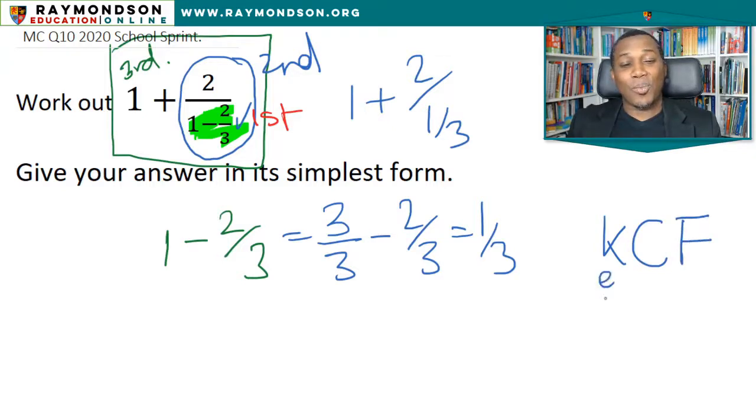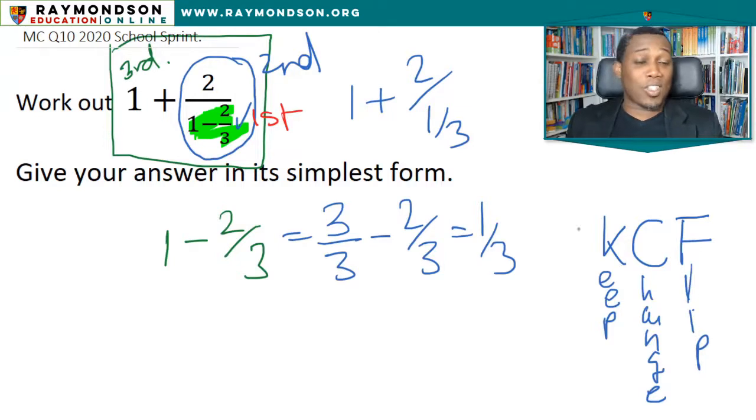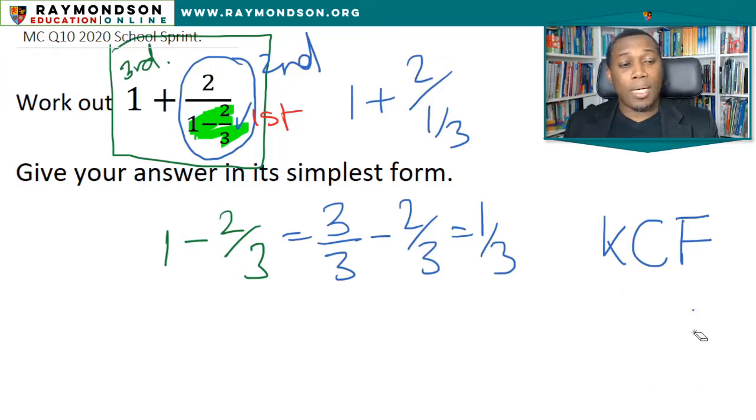The strategy you might have heard in school is keep, change, flip. That's something you might have learned in school. If that makes sense to you, great. Keep change flip, KCF. But the strategy I'm going to take is, let's use deep understanding. Let's take a visual method to work out what is 2 divided by 1/3.